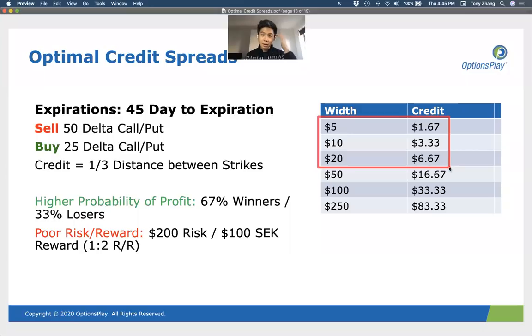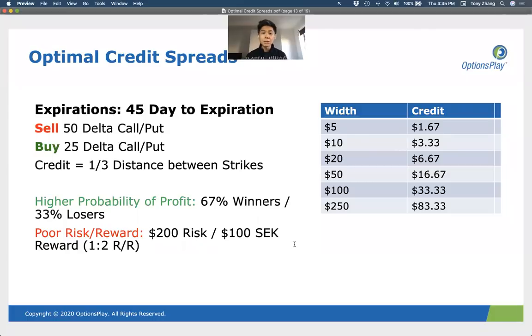So we generally have this burned into our heads whenever we're selling credit spreads: regardless of what width you're looking for, you generally have a range you're trying to seek. When you're using these types of strategies, you'll usually see about 67% winners, or 67% probability of profit, while risking about $200 for every $100 in potential income that you receive. That is what we generally consider the optimal credit spread.